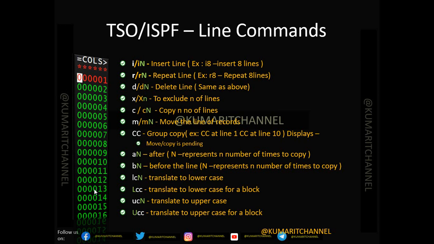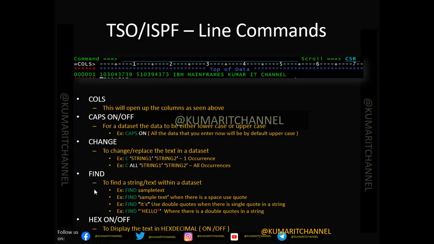If you want to translate to uppercase or lowercase, for example when a different system, say a Java system, is sending a file to the mainframe and the entire data is in lowercase and you want to convert it into uppercase, just open the data set and type UC at the start and UC at the end of the record, within the columns, so that it will convert the entire data set into uppercase. Similarly, the opposite is lowercase as well. These were the important line commands that you can use.